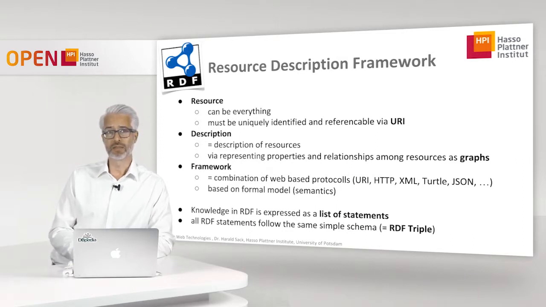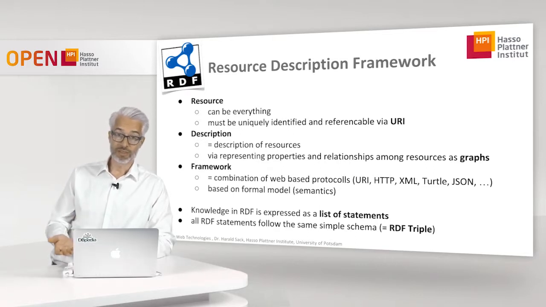So what does RDF mean? We are talking about resources, which can usually be everything. And as we already know, every object from the real world or also abstract concepts can be identified and referenced via a URI, a Uniform Resource Identifier. Then there are descriptions, which means description of resources, and we do descriptions in RDF by representing properties and relationships among the resources, and we do this representation as a graph. And then, of course, this is a so-called framework, which means it's a combination of web-based protocols which are involved. So we have URIs to reference and identify things.